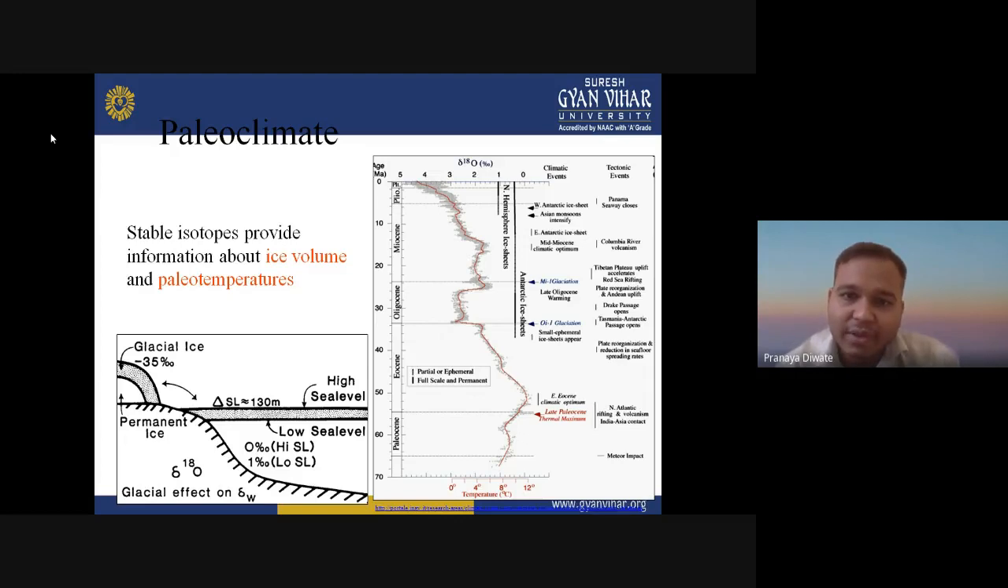So the first one is the age in a millennial. The tectonic event is what the Panama Seaway causes. So you can see there is a certain shifting in the delta 13 18 O value.